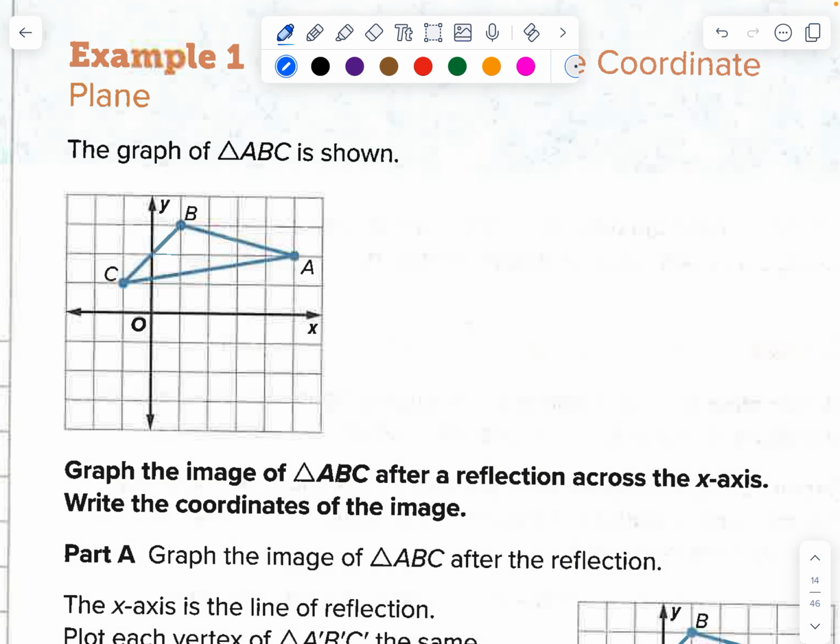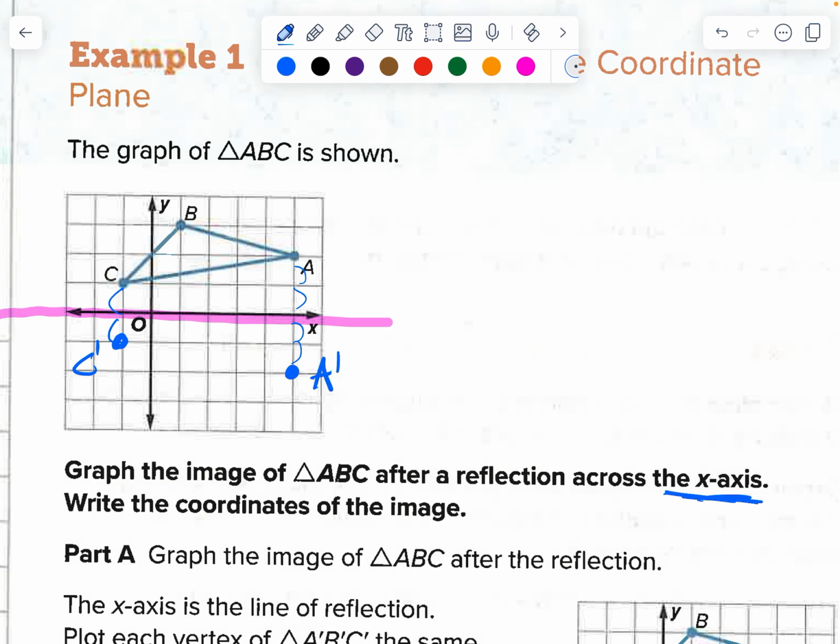It says we have triangle ABC. Then it says graph the image of ABC after the reflection across the x-axis. So remember, the x-axis is here. Okay? So C, that's 1 away. So I'm going to come down here and I'm going to plot a point, C prime. A is 1, 2 away. So I'm going to come down here, 1, 2 away. And we do A prime.